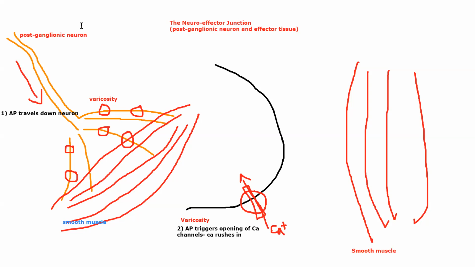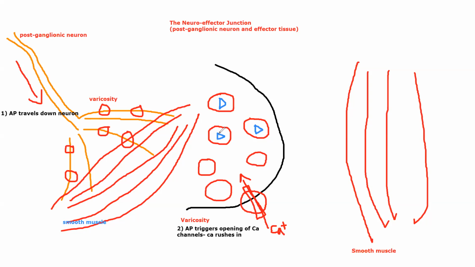Now, within this varicosity, we know we've got these synaptic vesicles that are storing our transmitter, our neurotransmitter. And this neurotransmitter can be different depending on where we are. So if this is in the sympathetic system, this neurotransmitter is norepinephrine. And if we're in the parasympathetic, that's going to be acetylcholine. So just bear that difference in mind. We're going to draw it in terms of just the general events, but understand that this can be a different neurotransmitter depending on where this neuron is.